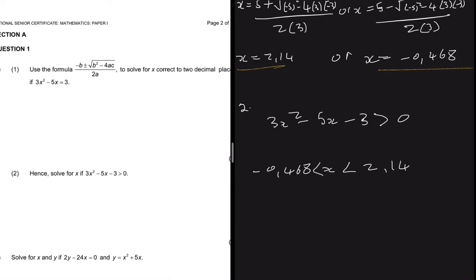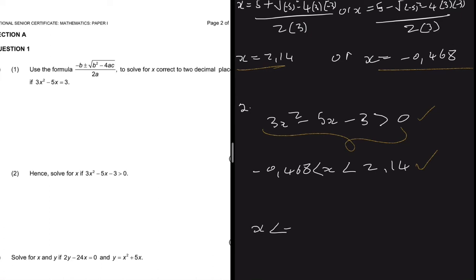So let's say, for instance, we're proposing that the value of x should be between these two numbers, right? I'm not saying that that is the answer. That's what we are proposing. So what we do, we take a number between minus 0.468 and 2.14, and then we put it into the equation. If our result is a positive number, that will mean that this expression is greater than zero, and then that will mean that what we are proposing here is true. That is the answer. But if we take a number between these two values and we get a negative value, then that means that it's not, right?